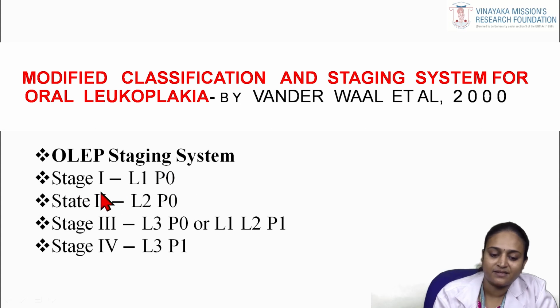Stage 1 consists of L1 and P0, stage 2 is L2 P0, and stage 3 is L3 P0 or L1, L2 and P1. Stage 4 is L3 and P1.